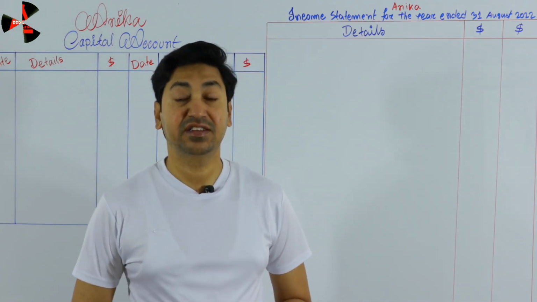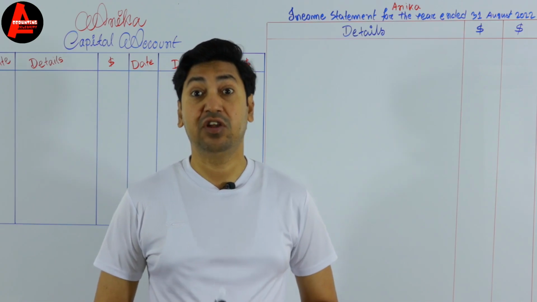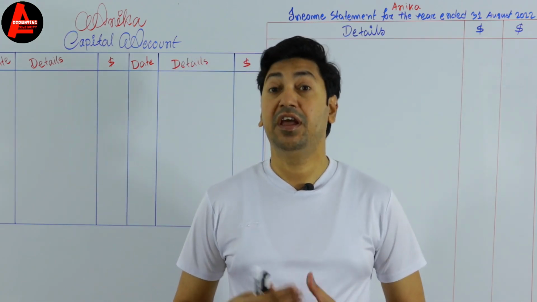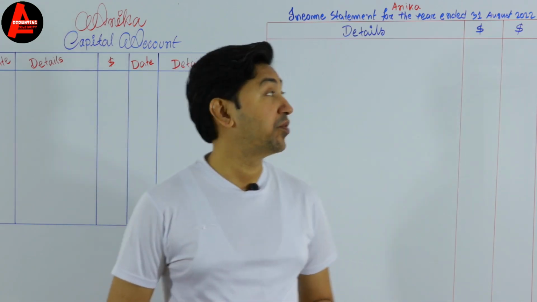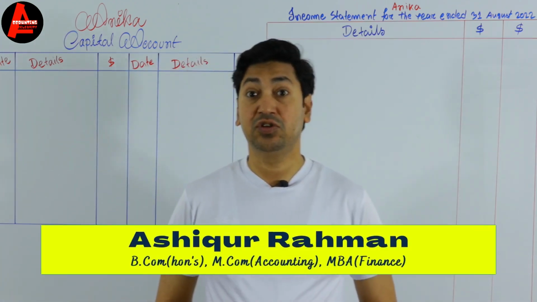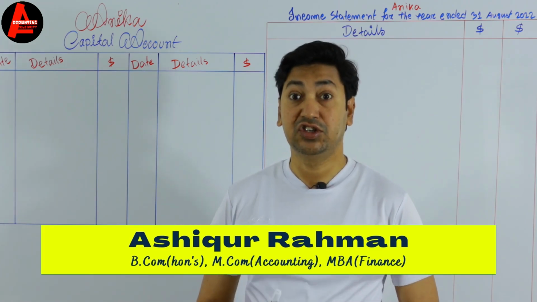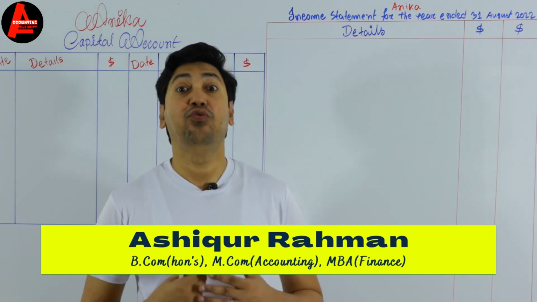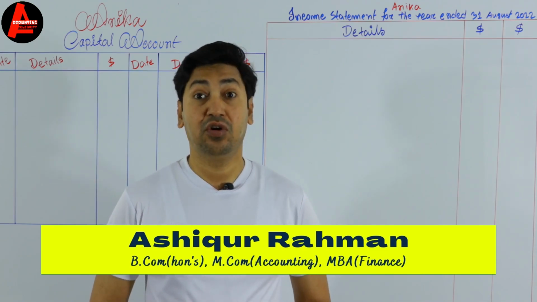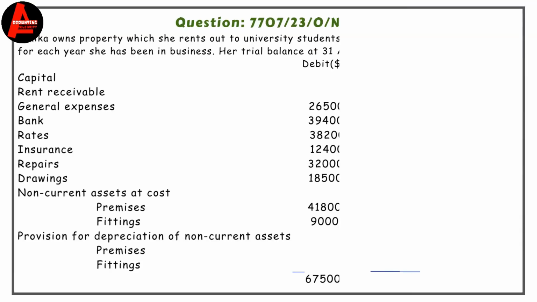Our today's topic is Service Business Financial Statement. This tutorial will have two parts. In the first part, I'll show you how to prepare an income statement, and in the second part, I'll show you how to prepare a capital account. So today we'll cover a question which is taken from a Cambridge O-Level Accounting past paper. Here is the question on the screen.